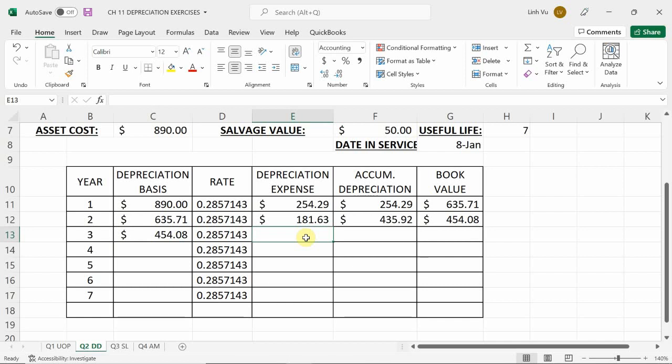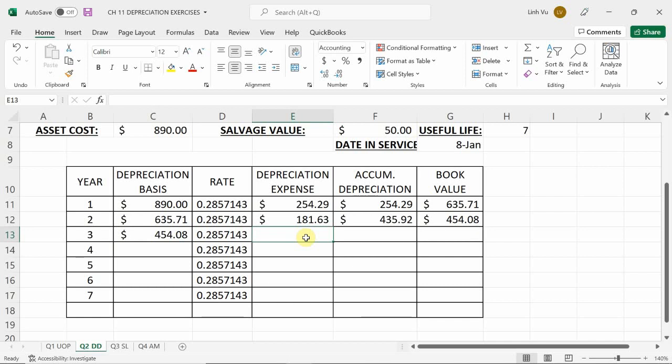So how do you solve for the depreciation expense for double declining? We are at the third year, yes. Okay. 454.08 by rate, right? Basis times rate.